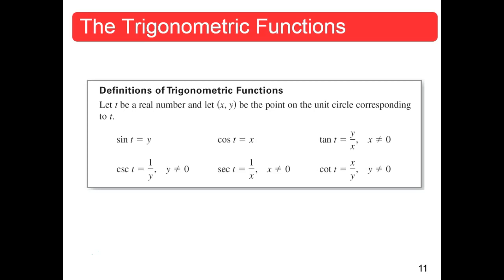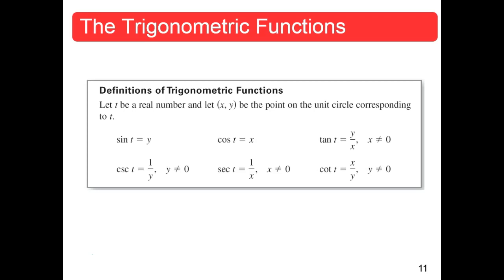So y over 1 is y. Same thing here, it's x over r. So that's x. This is r over x, but r is 1. This is r over y, but r is 1. So that's the real definition. I wish they wouldn't even say this. I wish they'd say r, but then tell you r is equal to 1. So for the unit circle only, these are the definitions.